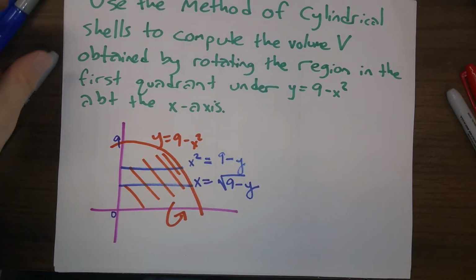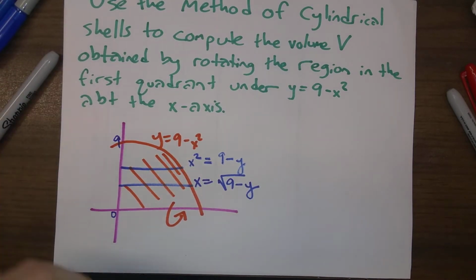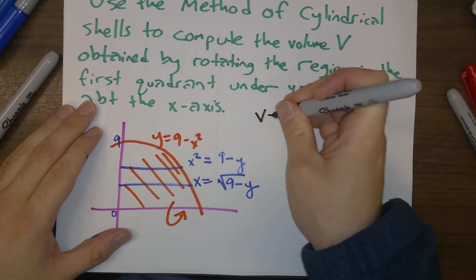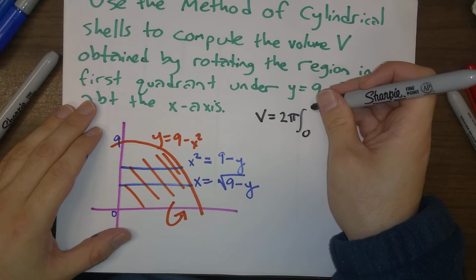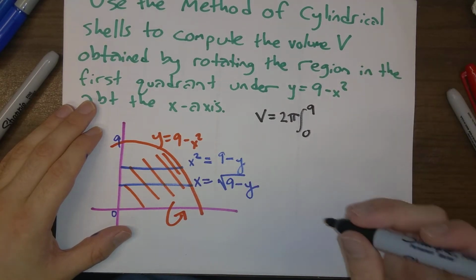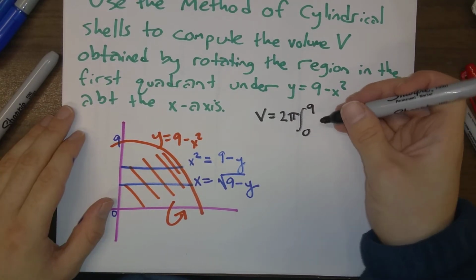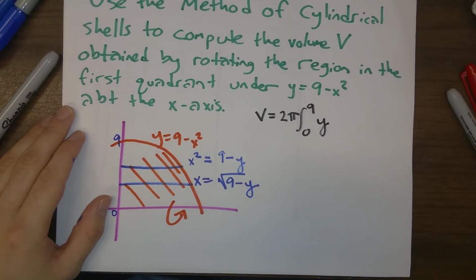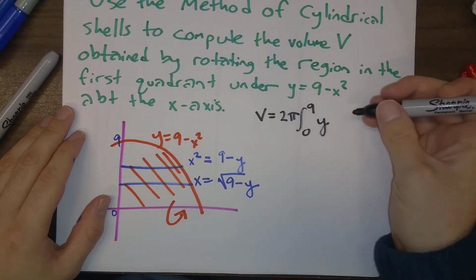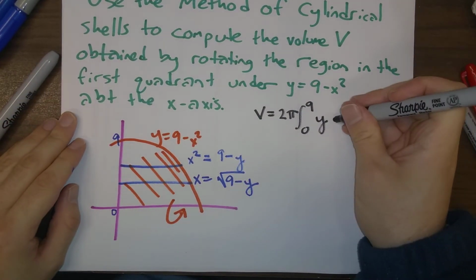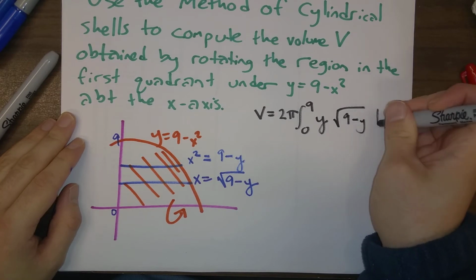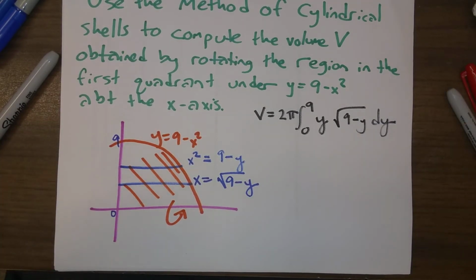And so we are going to use our setup here. The volume is 2 pi times the integral from 0 to 9 times the radius. And the radius here is y. We put in a y instead of an x. And then multiplied by this height here, square root of 9 minus y. So this is the setup for the calculation that we have to do in this problem.